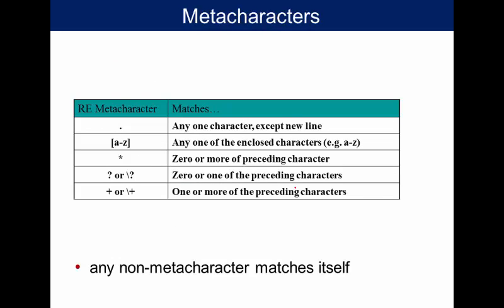A few metacharacters are these. Dot. This is a dot. One dot means one character. For example, if I want to find 3 characters only, then you can say dot, dot, dot. Then it finds the 3 characters.